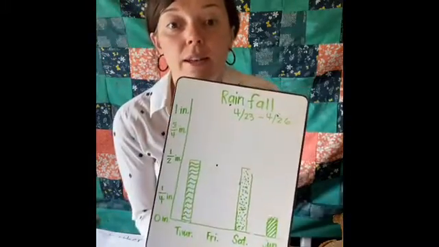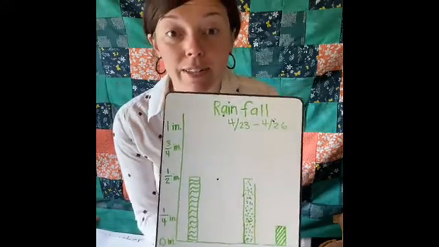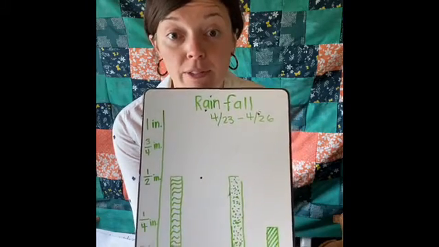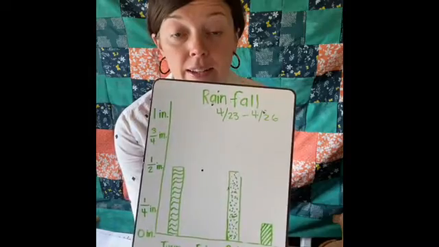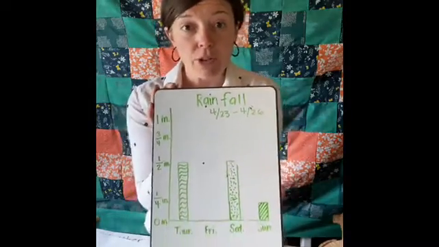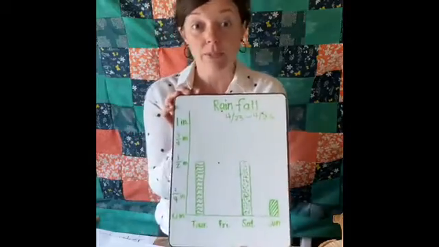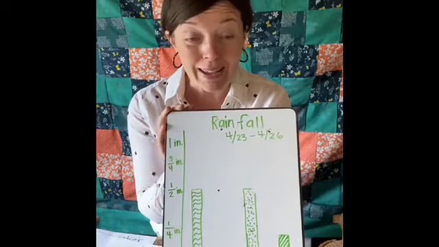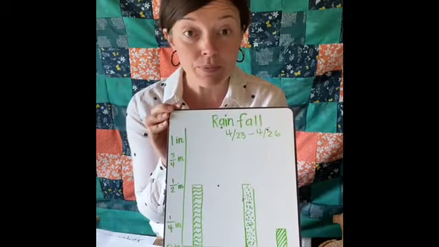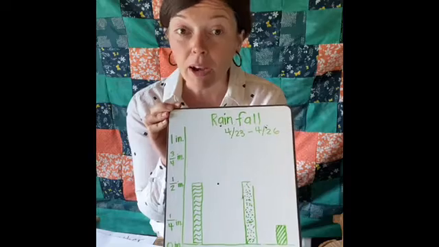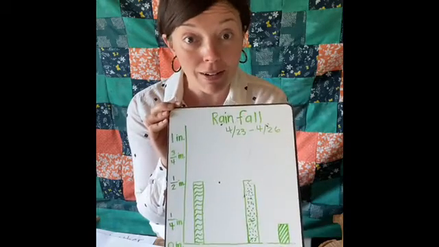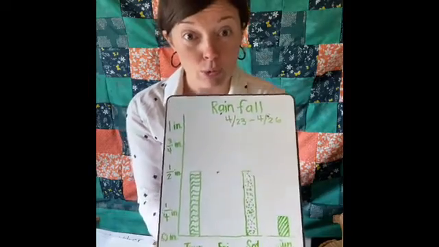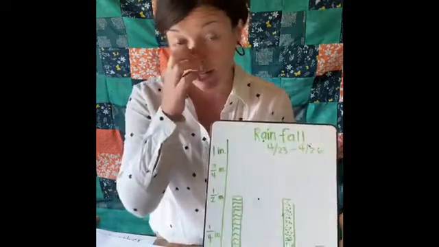And then along the bottom, I've written the days of the week, and I abbreviated those as well. Thursday, Friday, Saturday, and Sunday. So by looking at this graph, you can tell several pieces of information. For example, can you tell me what day did it rain the least? Can you tell me on what day did it not rain at all? Okay, so there's lots of different information that you can read by looking at a bar graph.